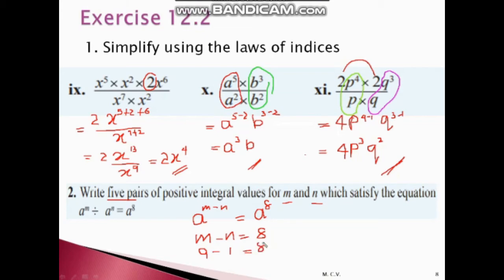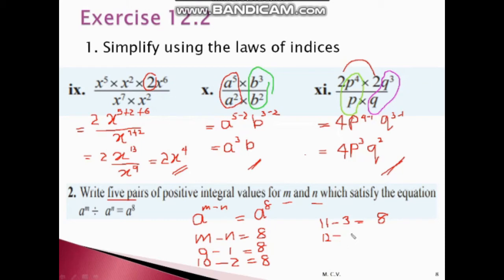Nine minus 1 is 8. That is one way. You have to write 5 pairs. 10 minus 2 also 8. Another way, there are many ways to write. In a way we can get answer 8. 11 minus 3 also 8. 12 minus 4 also 8. Here we have written 4 pairs.